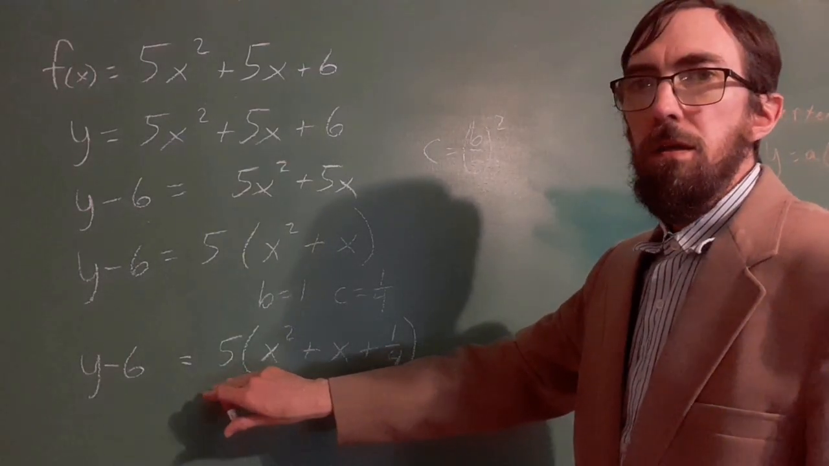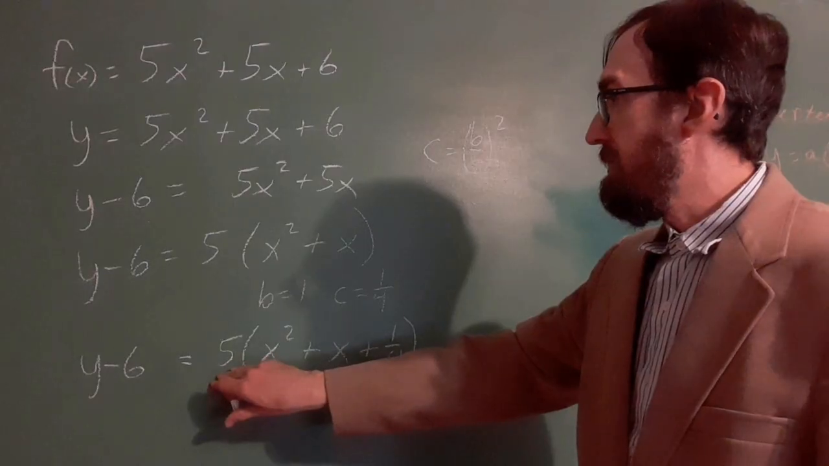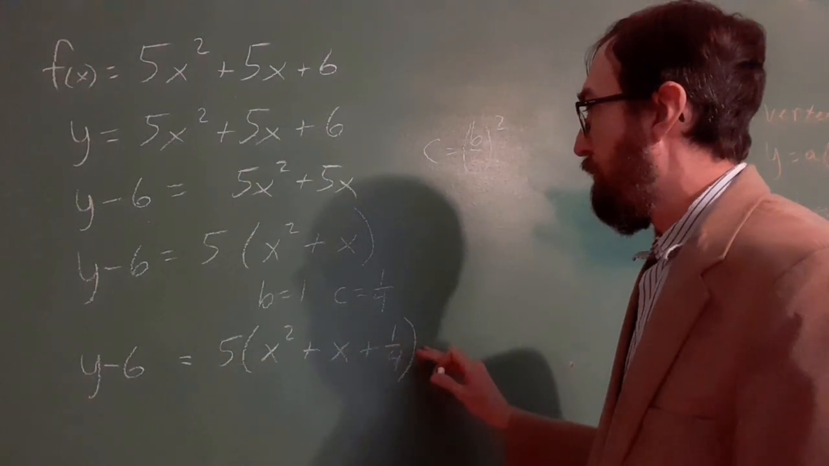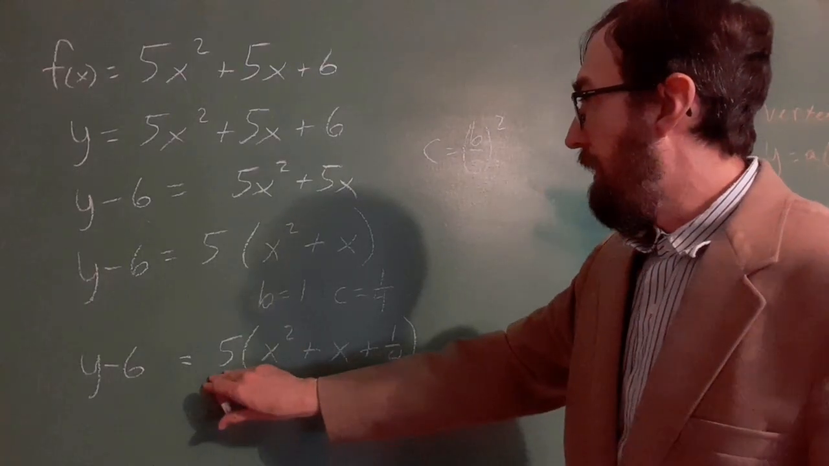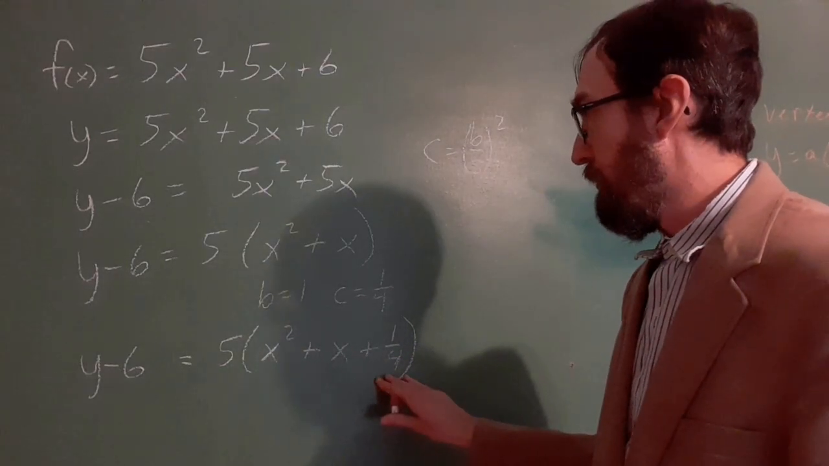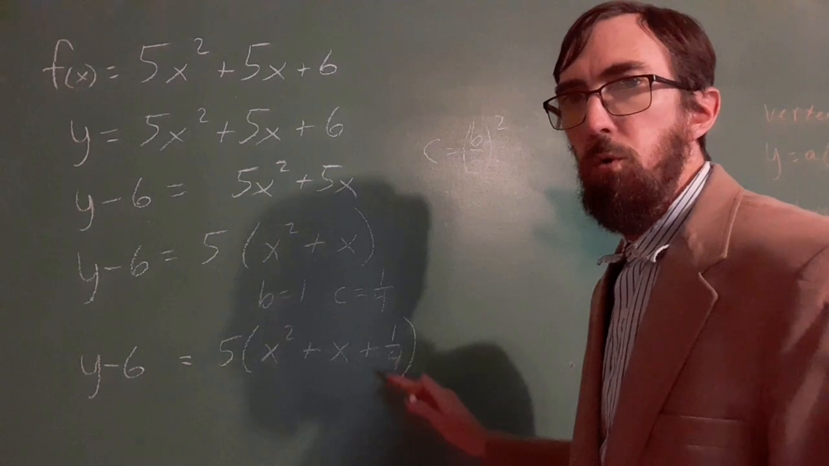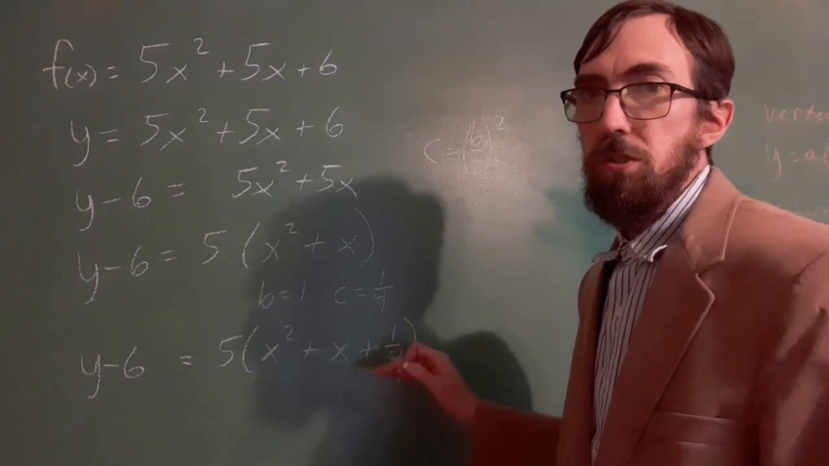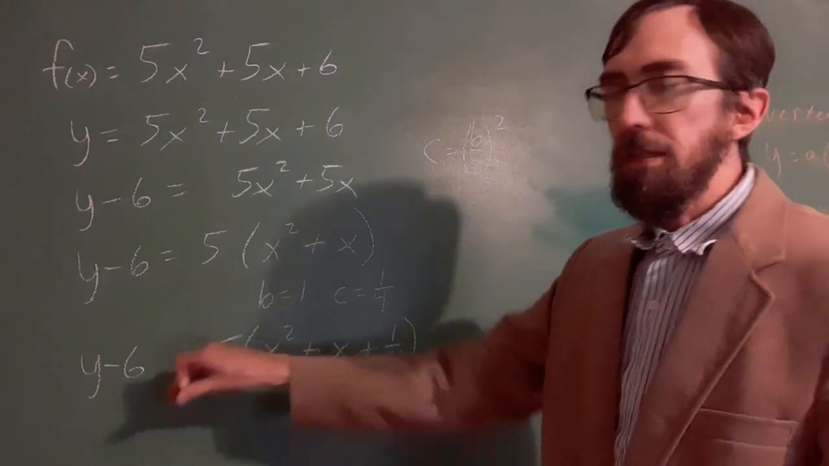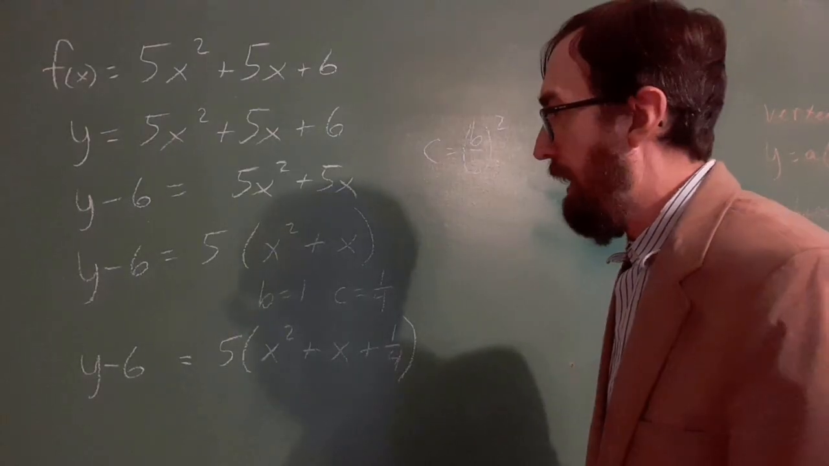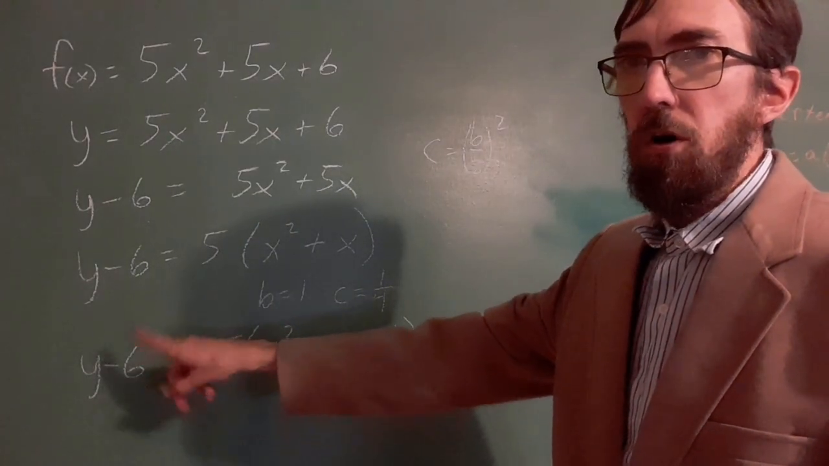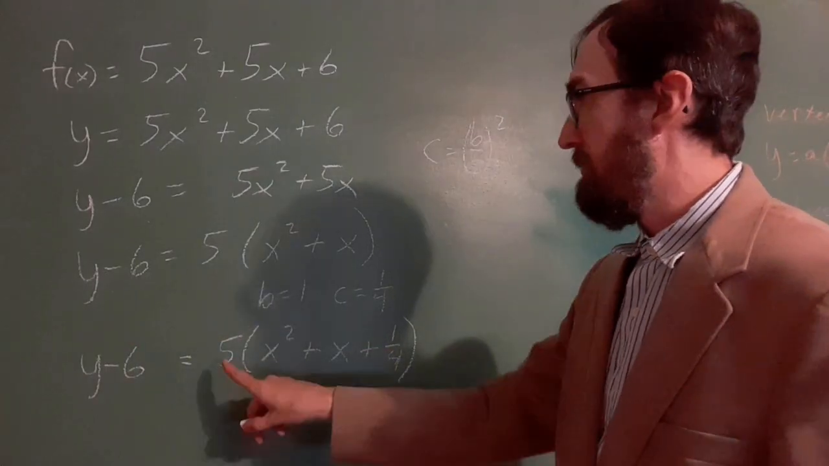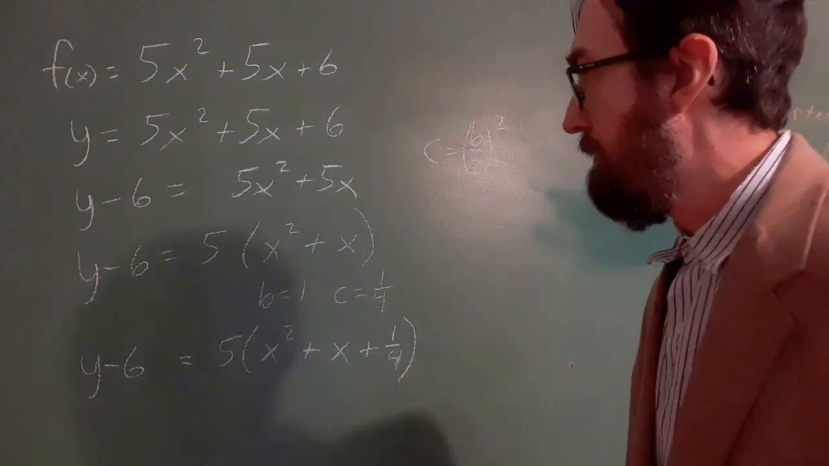This quarter is being affected by the 5 because this is a scalar multiple over everything that is in parentheses. So I'm going to need to take 5 times 1/4, and that is the actual quantity that I've adjusted on the right-hand side that I need to adjust the left-hand side by. So I'm actually going to add 5/4 onto the left-hand side because I'm taking 5 times 1/4.